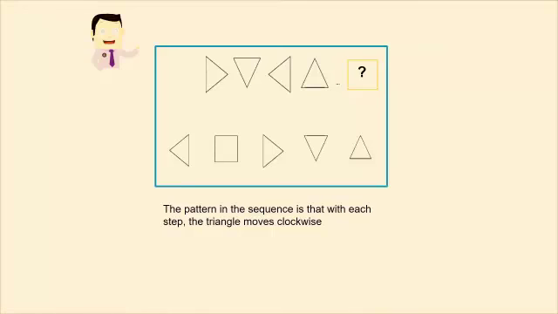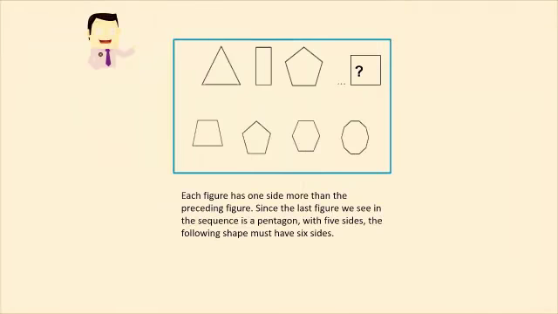The pattern in the sequence shows that with each step the triangle moves clockwise. Each figure has one side more than the preceding figure. Since the last figure we see in the sequence is a pentagon with 5 sides, the following shape must have 6 sides.